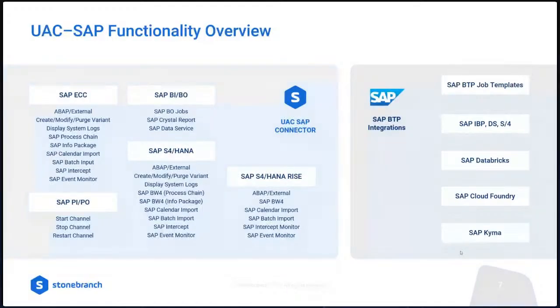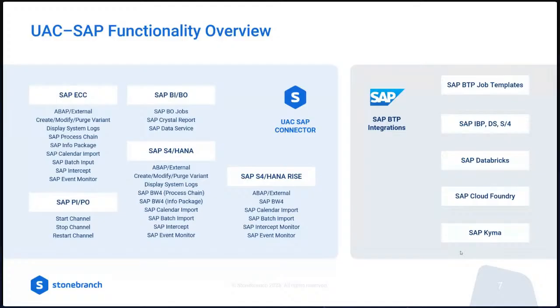Important to note here is that we don't need any transports into the SAP system. This is important, especially when you use RISE, because it's always tricky that SAP allows you to perform transports into your SAP system. This is not required with the Universal SAP Connector. Everything is without transports. Then we support all the systems around it, like BI, Business Objects.